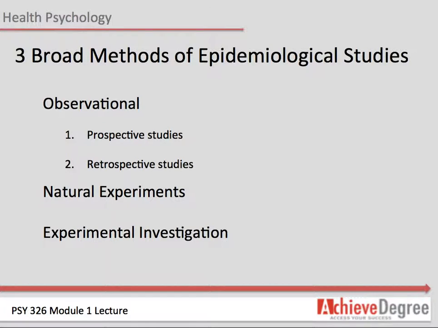Experimental investigation. Because of problematic ethical considerations, experimental prospective studies are quite rare. For example, there would be ethical problems for a researcher to assign one group to a high-fat diet and another group to a low-fat diet. Consider the following example of an experimental investigation.